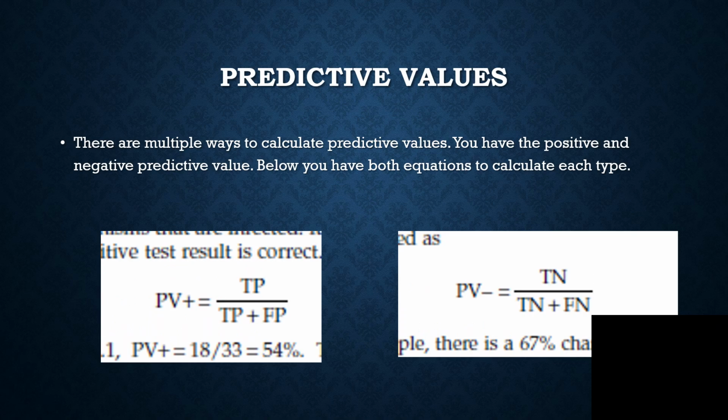Predictive values, positive and negative, they also have their variables there. There are multiple ways to calculate predictive values. You have the positive and the negative predictive value. Below you have both equations. Again, the variables are there, the numbers are there as well. 18 divided by 33, and then you have the 67% for the negative predictive value.